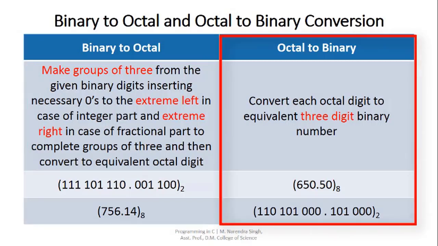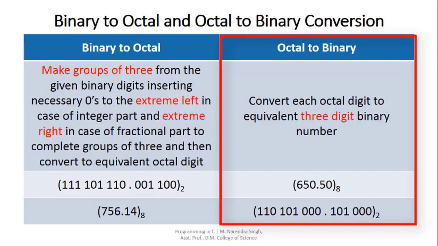Now let's come to conversion of octal to binary number. To convert octal to binary, we convert each octal digit to its equivalent 3-digit binary number. The octal digit 6 is equivalent to the binary number 110, because 4 plus 2 plus 0 is 6. Now the octal digit 5 is equivalent to binary 101, because 4 plus 0 plus 1 is 5. The octal digit 0 is equivalent to 000, because 0 plus 0 plus 0 is 0.